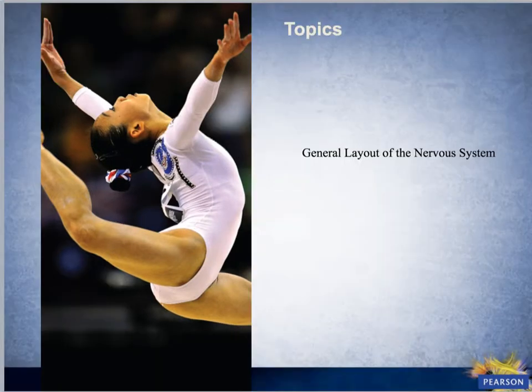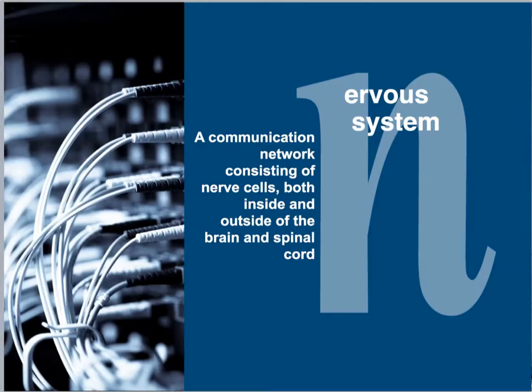In this module, we will study the general layout of the nervous system, looking specifically at the central nervous system, peripheral nervous system, and their derivative branches. The nervous system is a complex collection of nerves and specialized cells known as neurons that transmit signals between different parts of the body. It is essentially the body's electrical wiring.